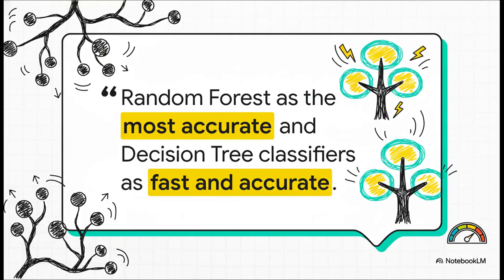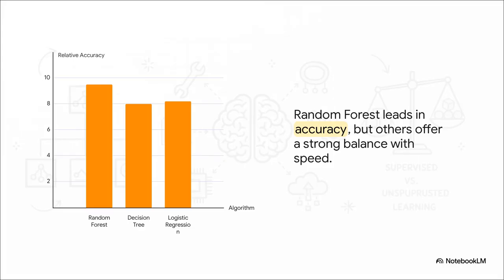And hey, don't just take my word for it. The research we're looking at consistently points to random forest when accuracy is the #1 priority. But it also gives a big thumbs up to logistic regression and decision trees for their awesome balance of being both fast and accurate. This chart just lays it all out perfectly. You can see that accuracy bar for random forest just towering over the others, but its speed is, well, just okay. Meanwhile, decision tree and logistic regression offer this really compelling sweet spot.